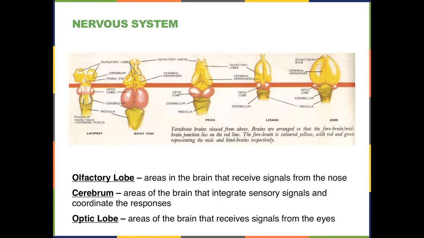The optic lobe is the area of the brain that receives signals from the eyes, and it processes the visual signals. So again, when you look at the brain of an individual organism, you can sometimes predict which of their senses is more important to their survival by how large that part of their brain is.